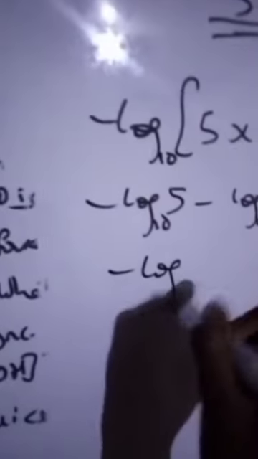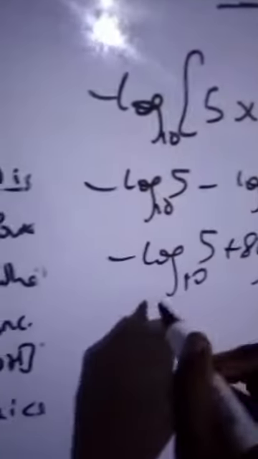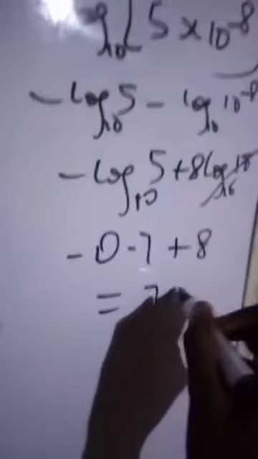Without solving, if you need to check, just check. Minus log base 10 of 5 times 10 raised to the power minus 8. Minus log 5 in base 10, then minus log base 10 of 10 raised to the power minus 8. This minus 8 will come to the front, plus 8 log 10 base 10. What's minus log 5? Minus 0.7, plus 8. 8 minus 0.7 is 7.3. That is if you need to check.